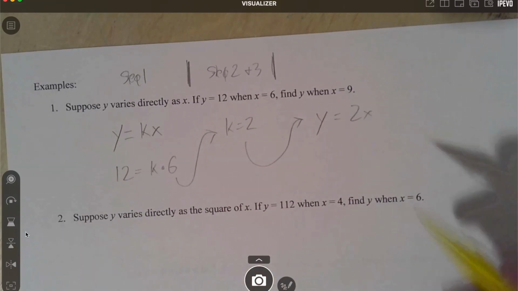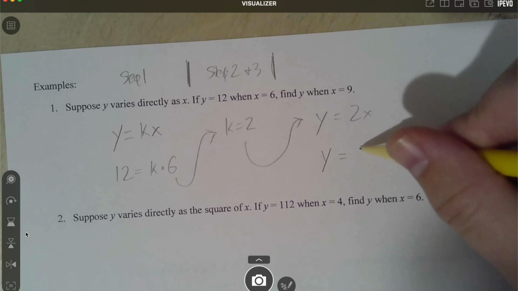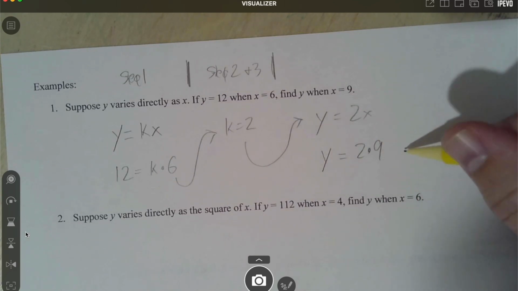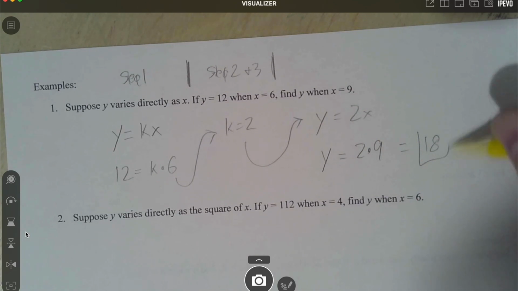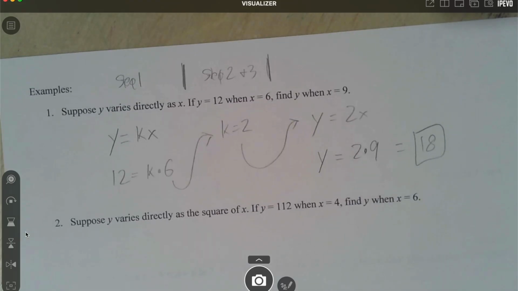And now I'm going to find y when x is 9. Well, 2 times 9 is 18. And now I'm done. That's all there is to it. So we'll do a few more of those, and really we'll be done.